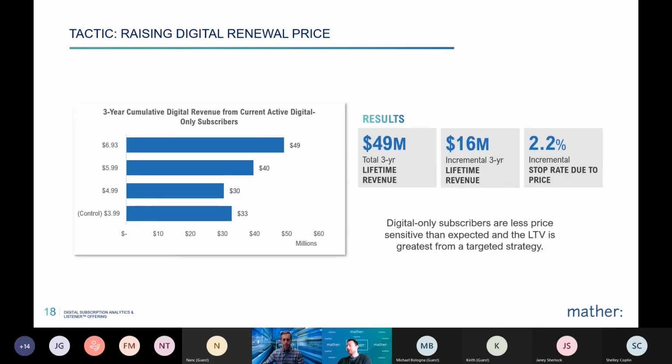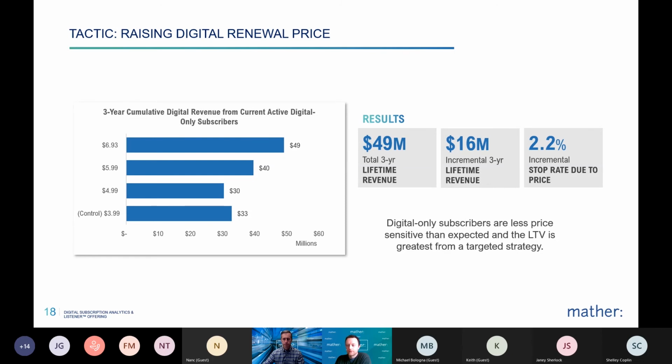On the pricing side, I'll share one quick case study. This was a test. We hear a lot of feedback, and I think caution, from publishers on pricing their digital only subscribers, and I think it depends certainly on the maturity of your subscription and how long the subscribers have been around. But what we find is you can actually be pretty aggressive over time, especially if you, again, target the readers who are low risk of stopping.